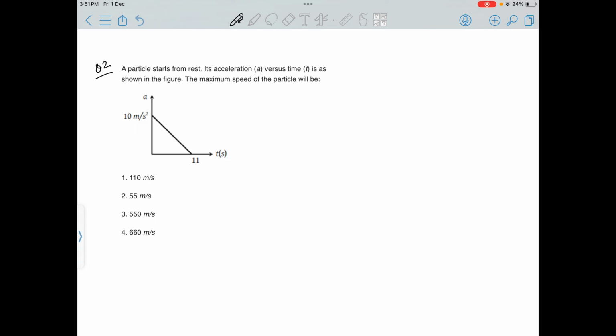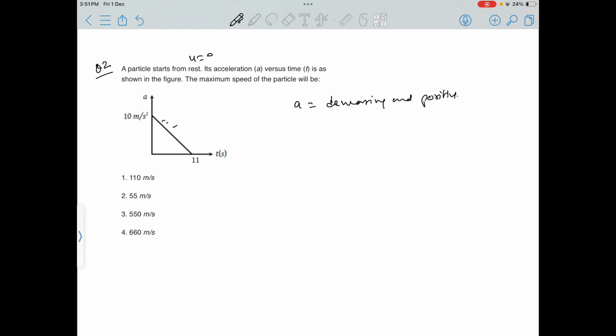A particle starts from rest, so u equal to 0. Its acceleration versus time graph is shown in the figure. This is the figure. The maximum speed of the particle will be... From the graph, the acceleration is decreasing and it is positive.